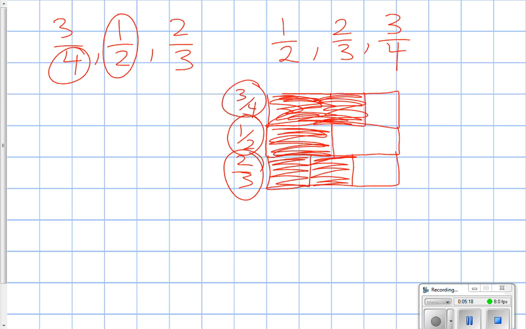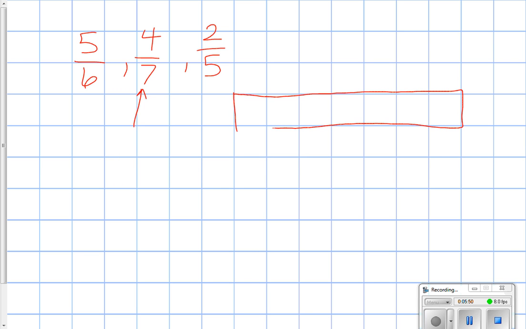Okay. Let's do this one more time with a different set of fractions. Let's do maybe 5/6, 4/7, and then 2/5. Remember, the first thing we're going to do is look for the one that has the biggest denominator. In this case, it's 7. So I'm going to make my first rectangle 7 long, and we're talking about 4 of those. So that's going to look like this.